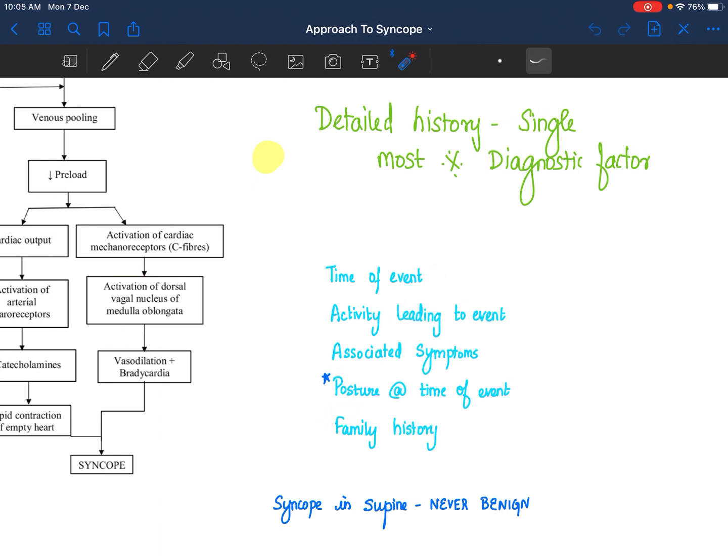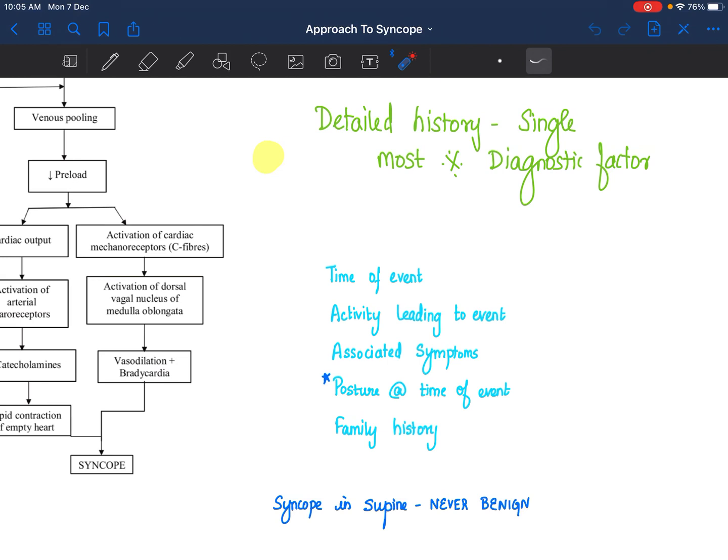Suppose this event has happened during morning assembly. After prolonged standing, the child has had some sweating, some tunnel vision. Posture was standing at the time, and there was no family history. All of these might suggest a classical neurocardiogenic or a vasovagal syncope. Correct? Hence, a detailed history is the single most important diagnostic factor for you to say this is a benign syncope or a vasovagal syncope.